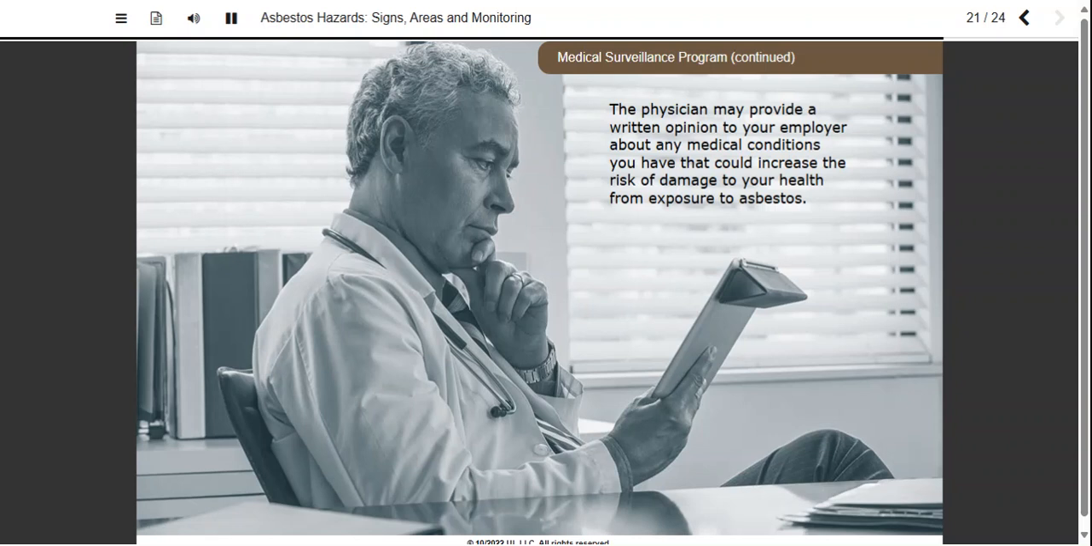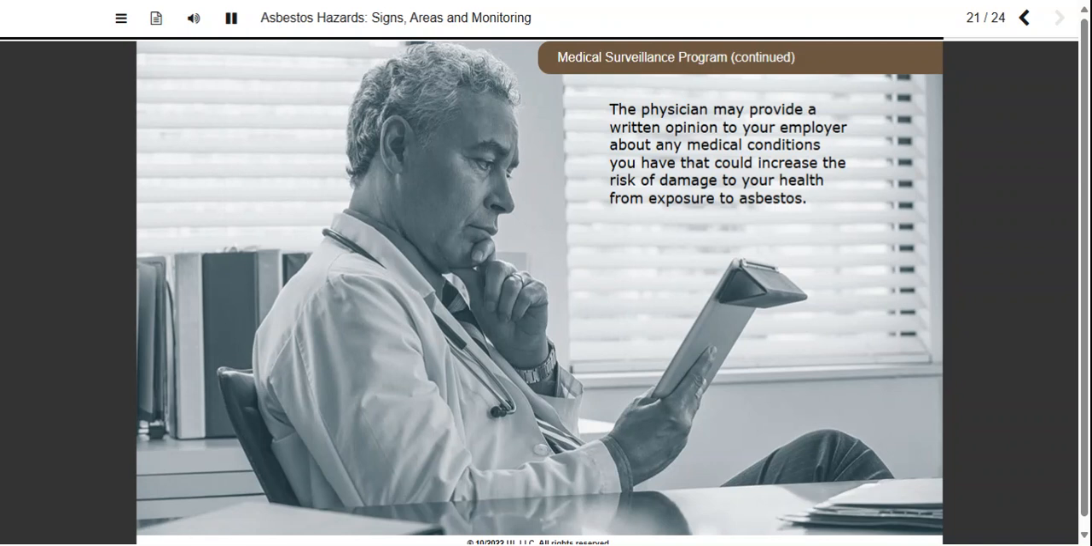The physician may provide a written opinion to your employer about any medical conditions you have that could increase the risk of damage to your health from exposure to asbestos. For example, if you have a history of tobacco use, you may be at increased risk of developing lung diseases, including cancer due to asbestos exposure. Again, your employer needs this information to better protect you.